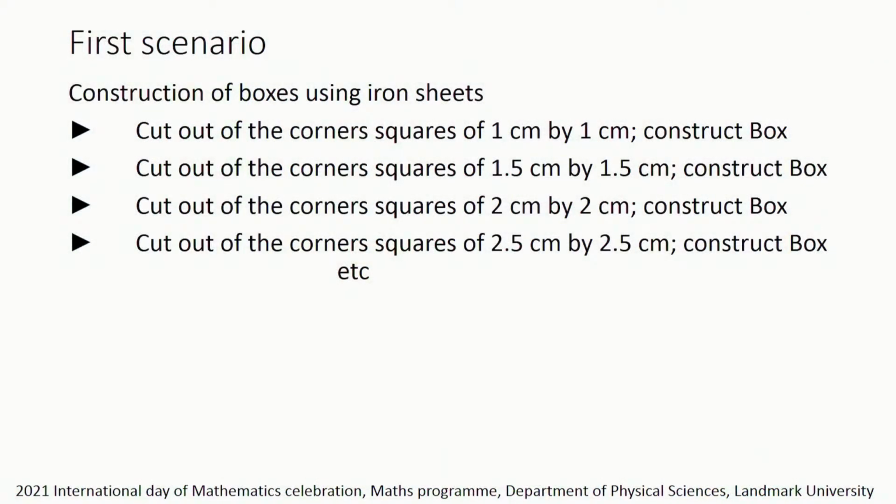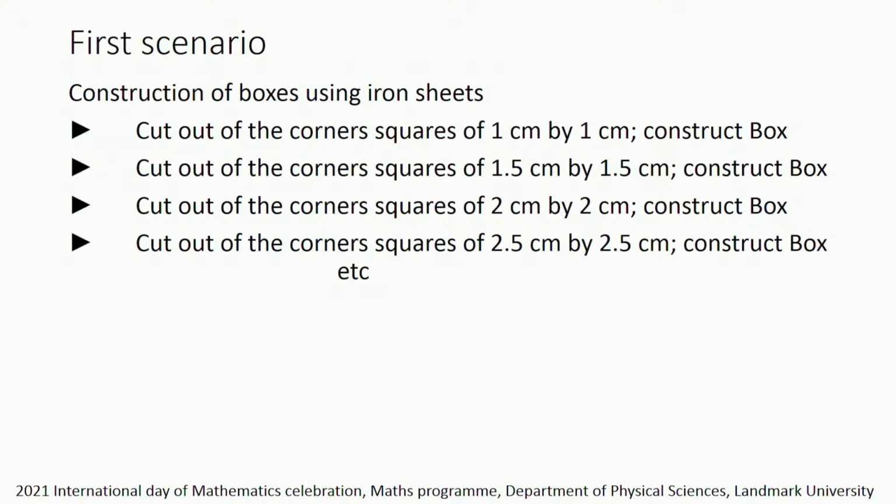I decided to cut out of the corner squares of 1.5 centimeter by 1.5 centimeter. I construct the box. I can continue 2 centimeters by 2 centimeters. I can do that, just measurement. Don't forget, it's just measurement. I remove it from the edges of the square. I fold it, then I have a box. I can continue this sequence. And at the end of the day, how can I be sure which of these boxes I've created will contain the largest volume of liquid or water?